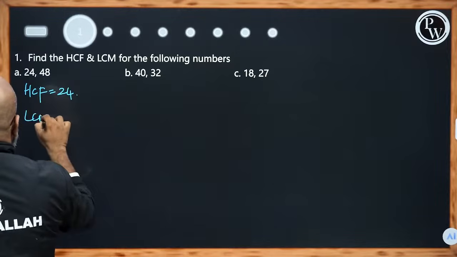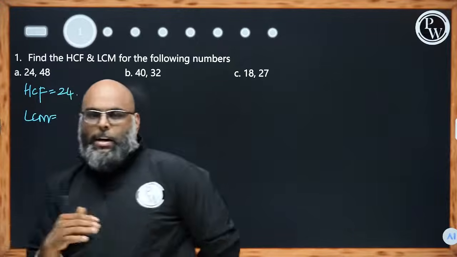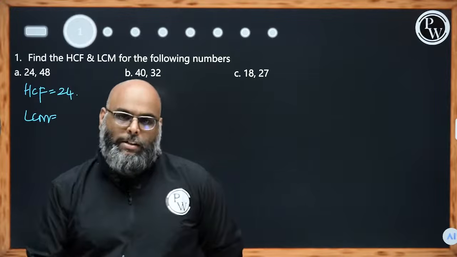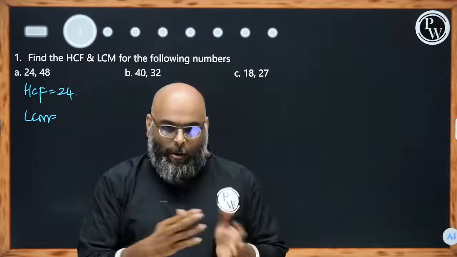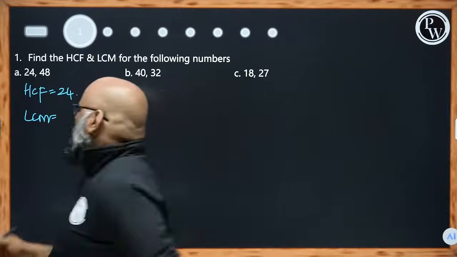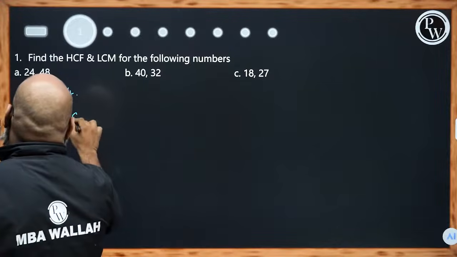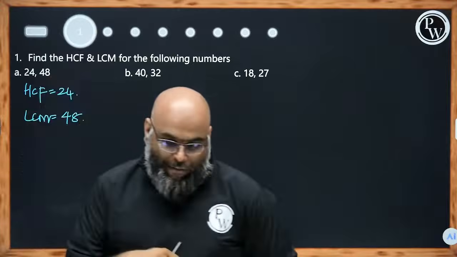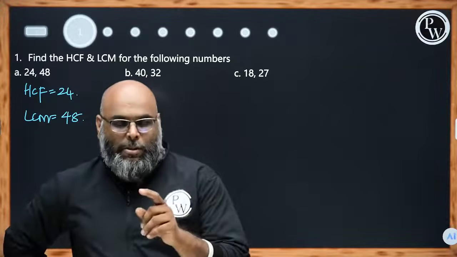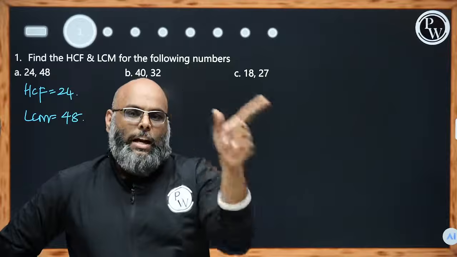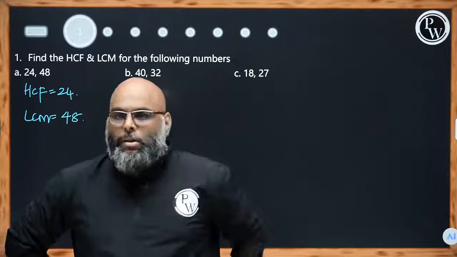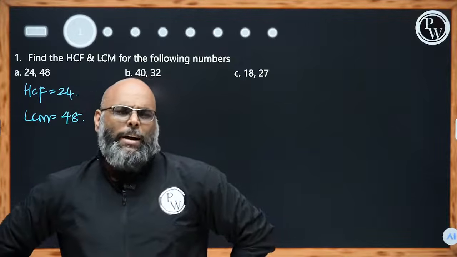What about LCM? Now, if one number is a factor of the other number, it means that the larger number is a multiple of both the numbers. So LCM is equal to 48. If one number is a factor of the other number, HCF is the smallest number, LCM is the largest number. Simple. Nothing tricky over here. You just have to plug in and get it done.